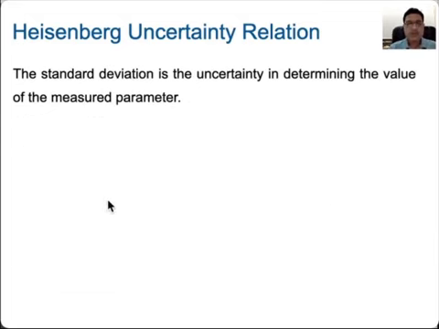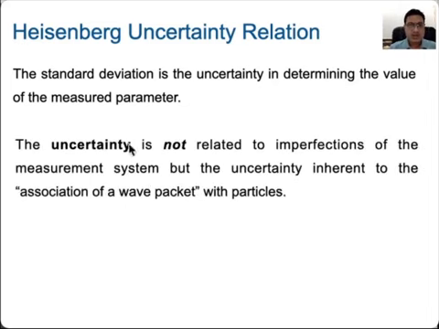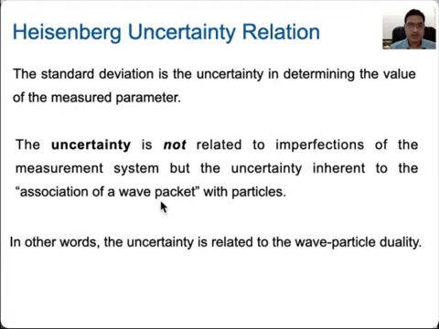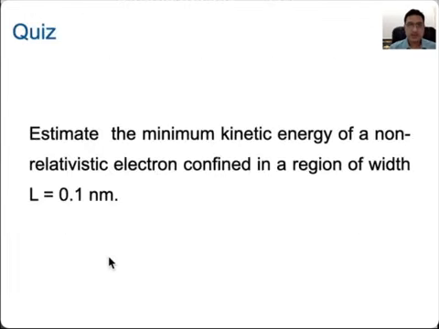Okay, so it means that the standard deviation is the uncertainty in determining the value of the measured parameter. This uncertainty, which is related to the standard deviation, is not related to the imperfection of the measurement system, but it is inherent to the association of the wave packet with the particles. In other words, the uncertainty is related to the wave particle duality.